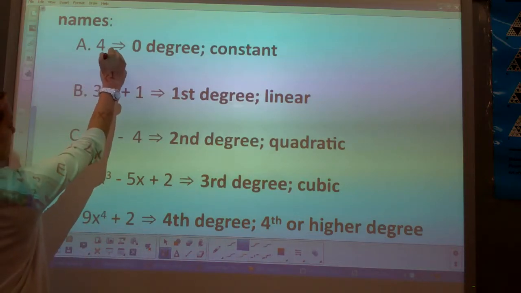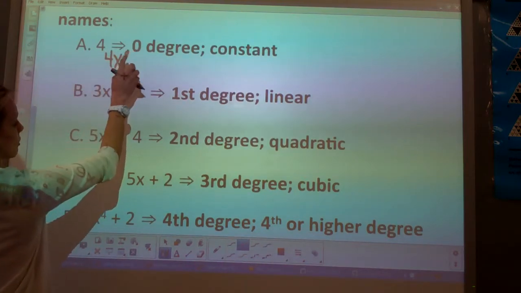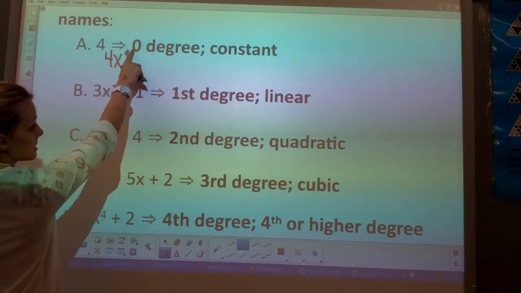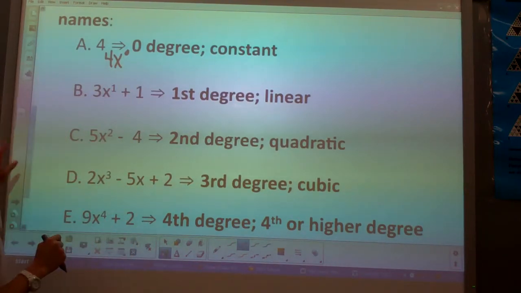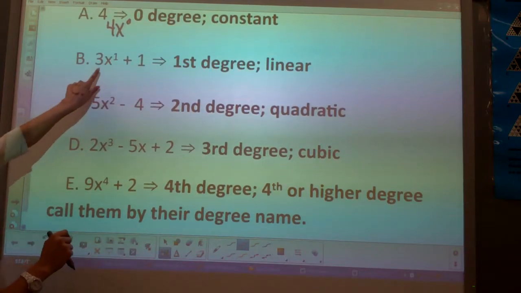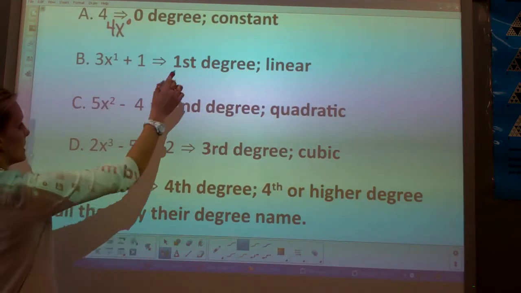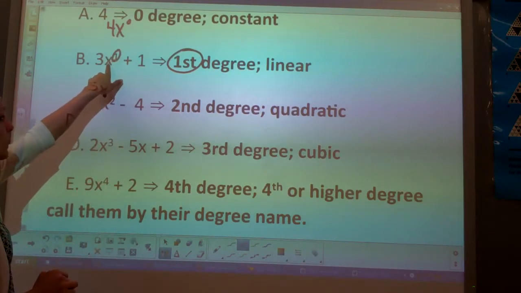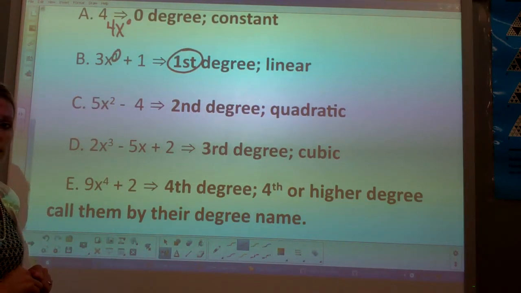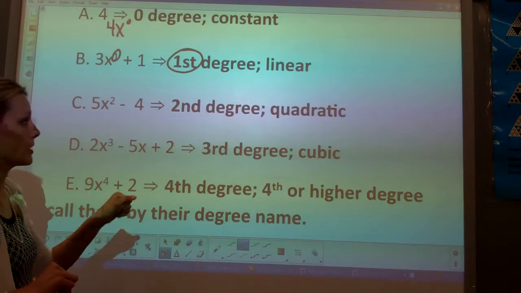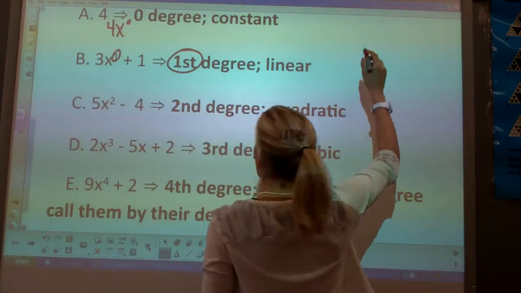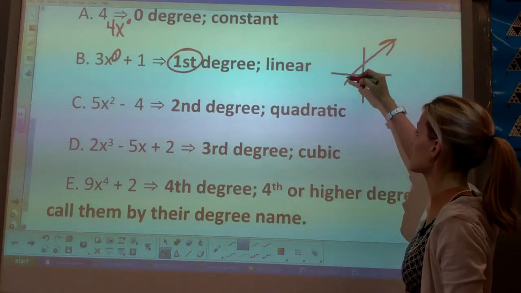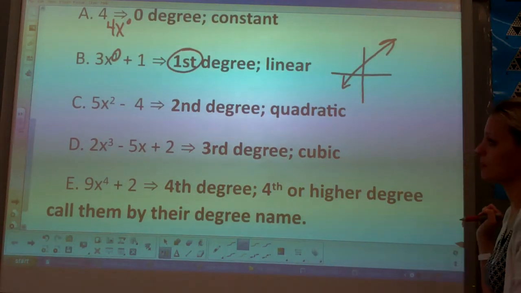This is really, if you had an x, it would be 4x to the 0 power. So the variable is raised to 0, so the degree is 0. For B, 3x plus 1, this would be a first degree because the exponent on the variable is a 1. So that's a first degree, or we call that linear. And on a graph, it would look like this, linear, straight line.